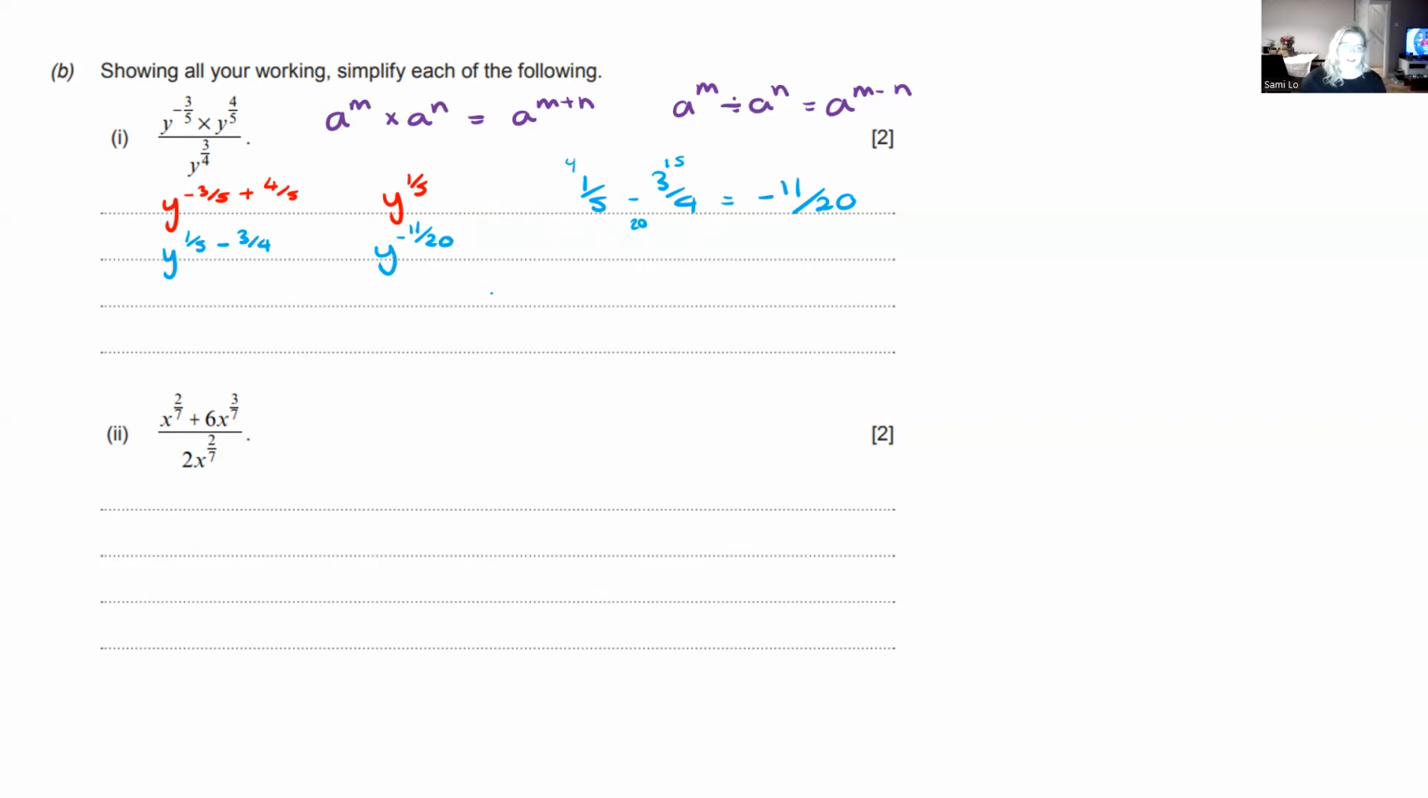So that's my final answer, or some of you might have wanted to get rid of that minus. That's absolutely fine. If you do want to get rid of the minus, we're going to be putting it over 1. And that would give you y = 11/20. Yeah, that's that question done.